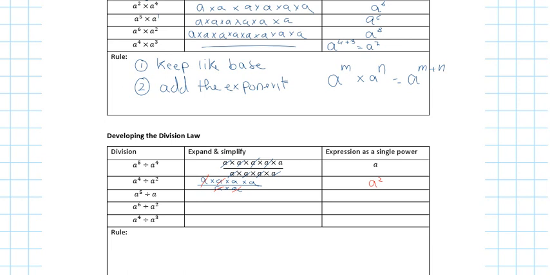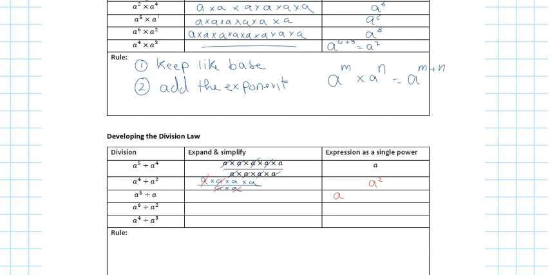So with the division law, if I have the same base and I'm dividing, I subtract the exponent. Okay? Again, keep the base the same. You don't change the base. You subtract the exponent. So what do you think the answer for this one is going to be? A to the power of 4, because what I have is 5 minus 1, which is 4.